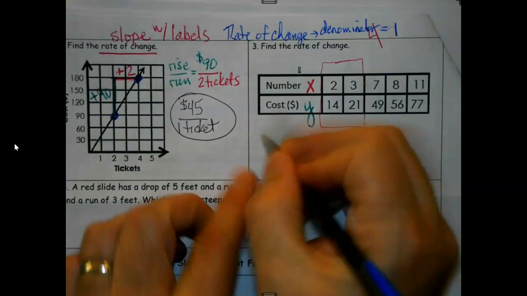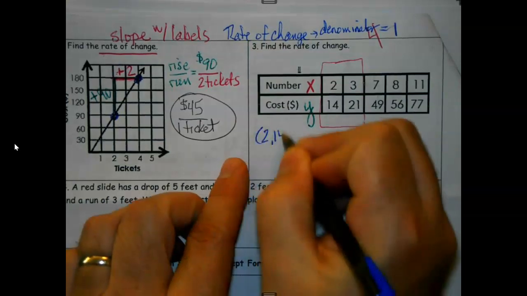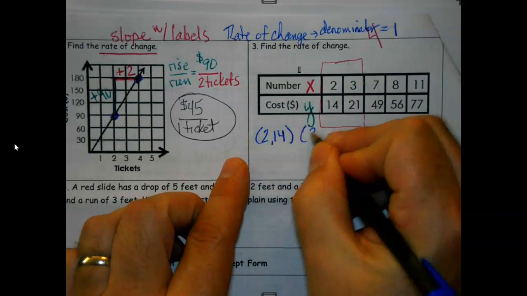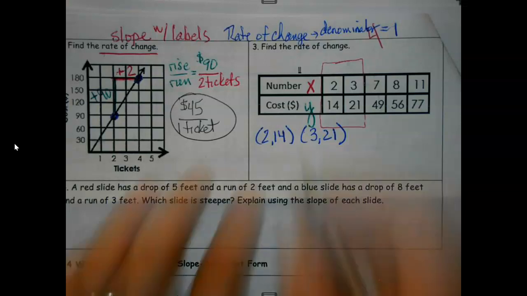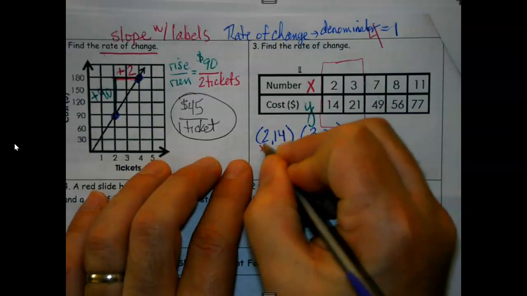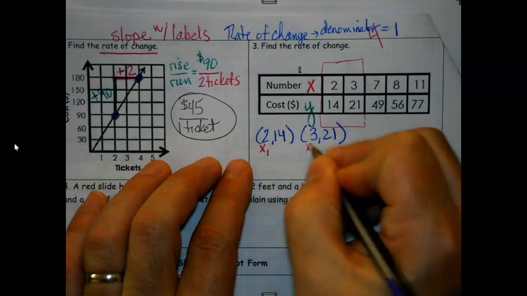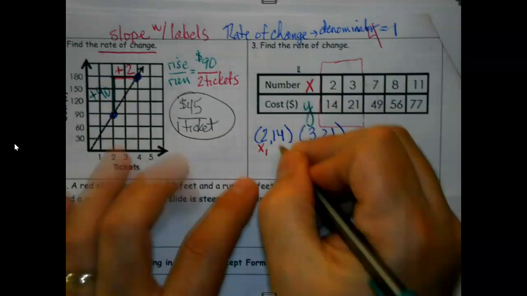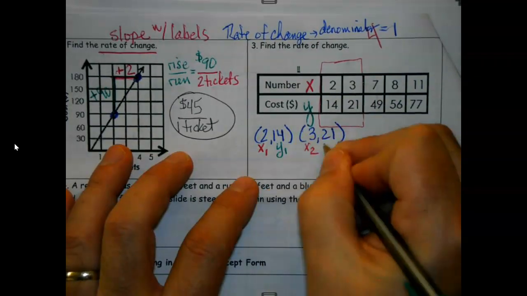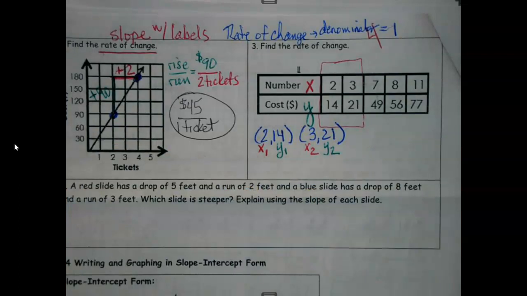So I'm going to rewrite these. So I've got the point (2, 14), and I've got the point (3, 21). And just like we were doing yesterday, I'm going to label my points. My first part of each one is X, so X1 and X2. And I'm going to label my Y's as well. Because even though I've got this back on my last page, I'm going to put it here too for convenience.